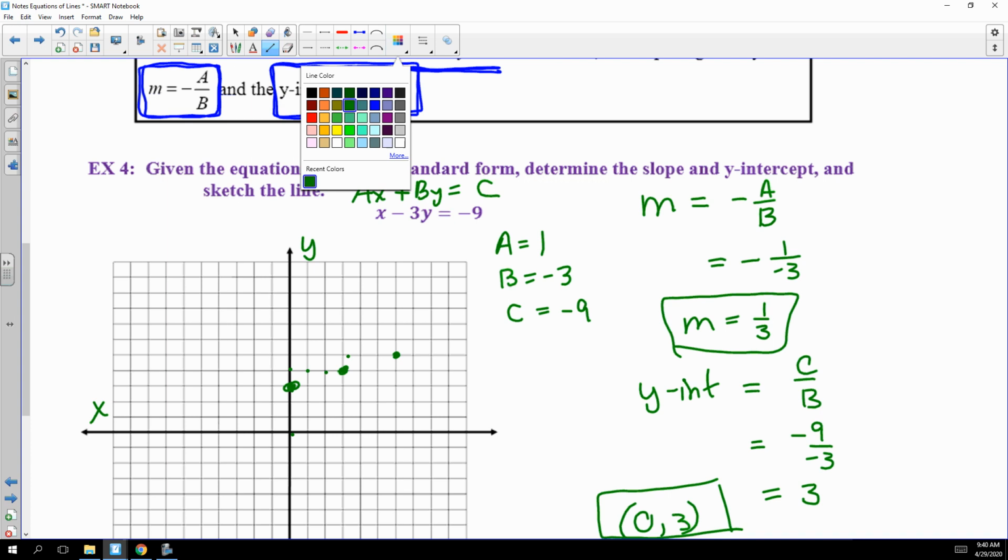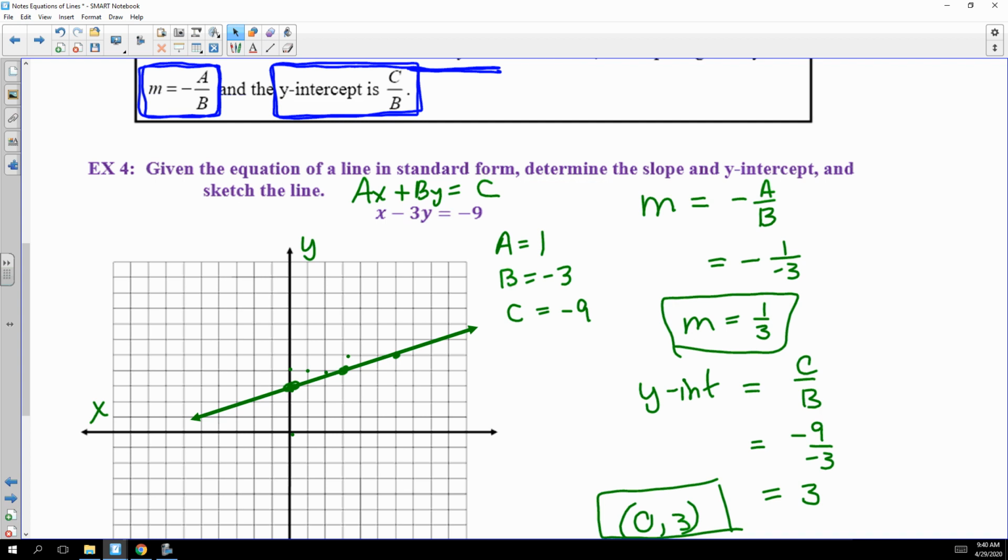We'll go ahead and make it green if we can. We'll go through those points. It's not quite exact, but that's good enough. And again, recall that I would certainly want you to write the equation near the line, x minus 3y equals -9.